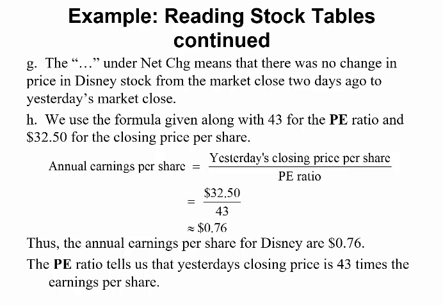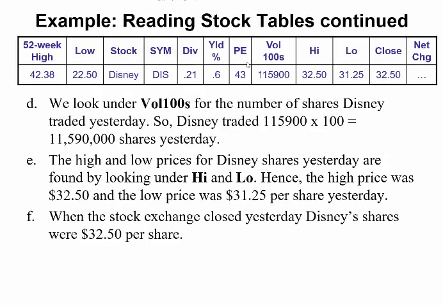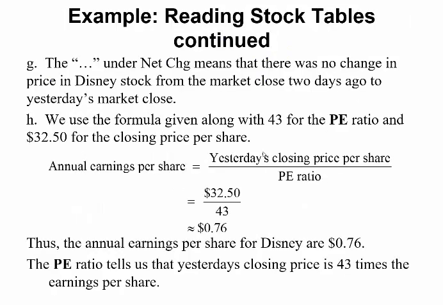Now we want to find the annual earnings per share. That's just equal to yesterday's closing price divided by the PE ratio. If you look here, yesterday's closing price was $32.50. They tell you what the PE ratio is. It's 43. So divide that, you get 0.76. Thus the annual earnings per share for Disney was 76 cents.